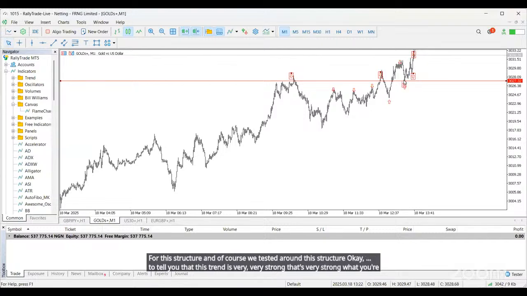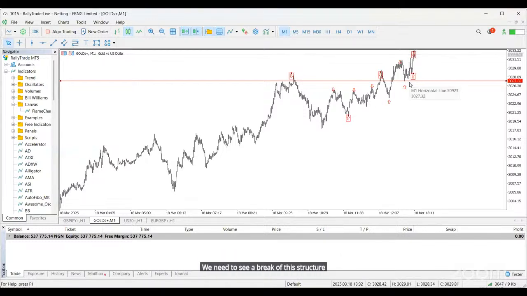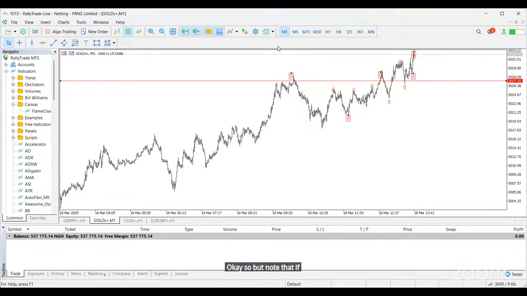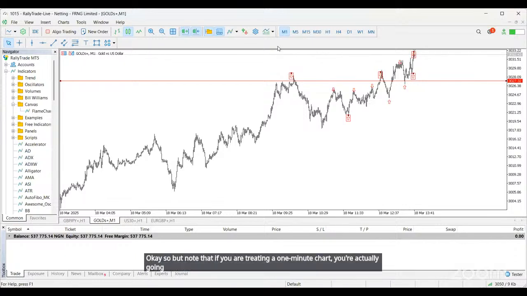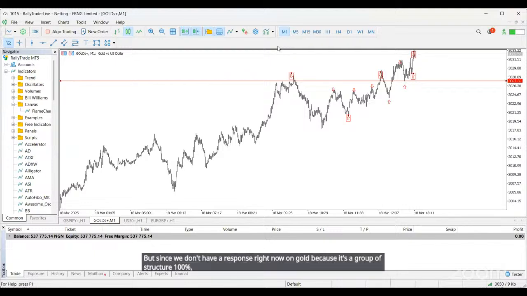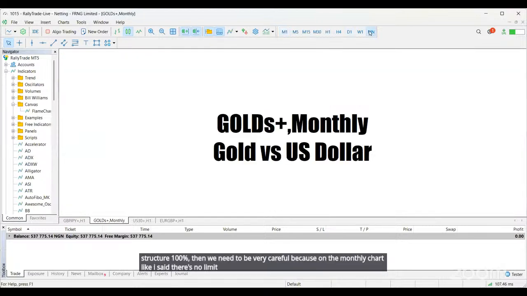Okay, so for us to now have a downtrend, let me drop this one here. We will need to see a break of this structure, which will happen on 1 minute chart. But note that if you are trading a 1 minute chart, you're actually going against the trend on D1. But since we don't have a resistance right now on gold because it's a break of structure 100%, then we need to be very careful, okay, because on the monthly chart, like I said, there's no limit. We are not seeing any limit on gold.